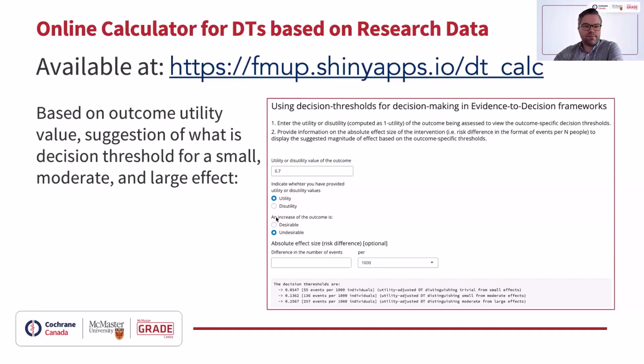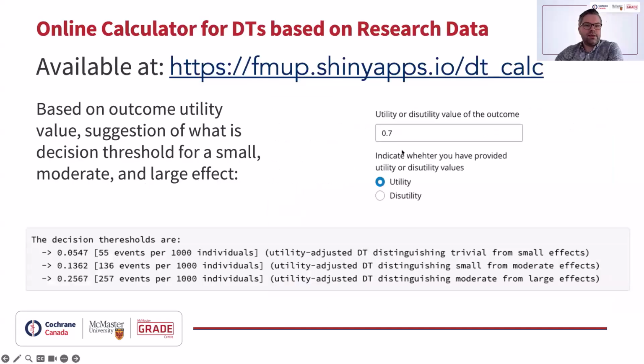So here as an example, we can enter 0.7 as a utility value, which generates for us the 3 decision thresholds. So 55 fewer or more events per 1,000 individuals for going from a trivial to a small effect, 136 events for going from a small to moderate effect, and 257 events fewer or more for going from a moderate to large effects. And here we assume that the thresholds for benefits and harms are symmetrical.